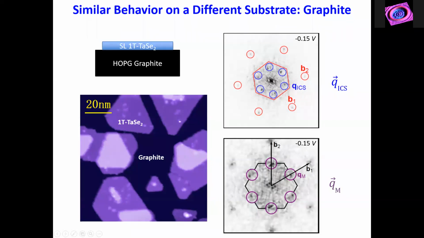On some of the islands, we saw this other long wavelength feature we call Q sub M, because this feature occurs at the M point of the Brillouin zone. That's these little middle dots. That's the M point of the Brillouin zone. So we saw this Q sub M.